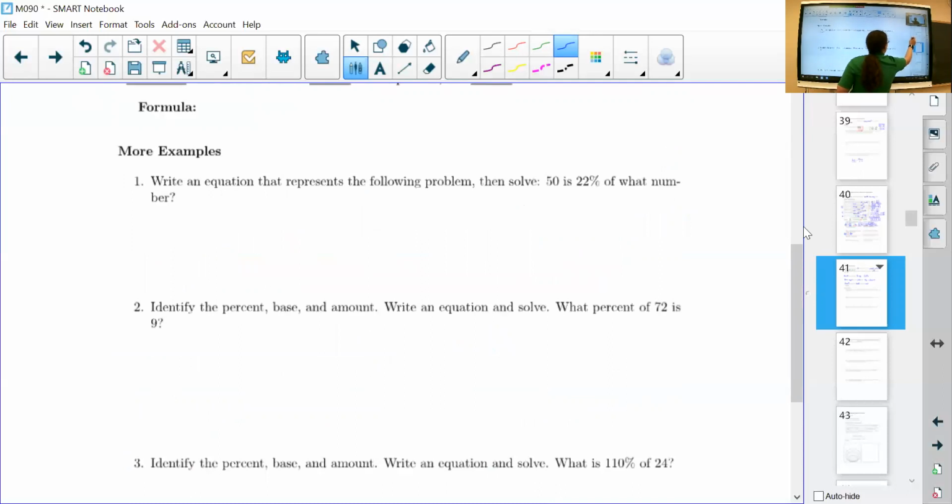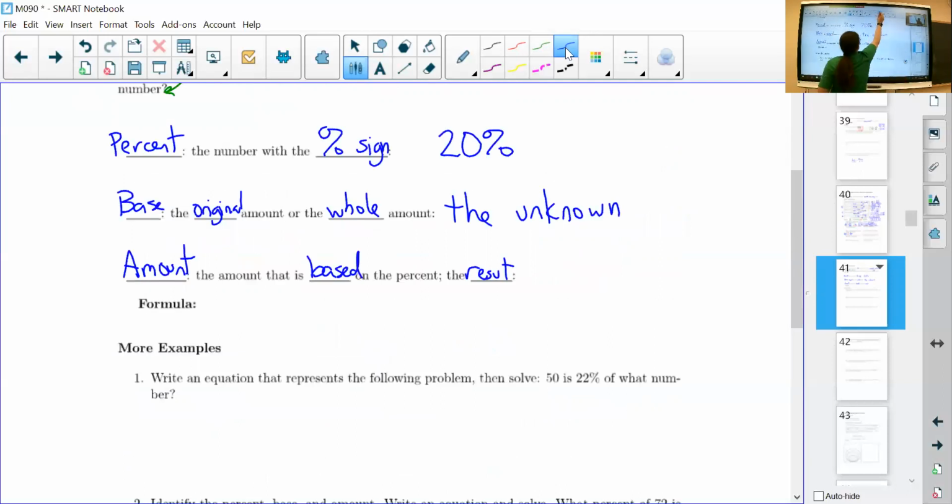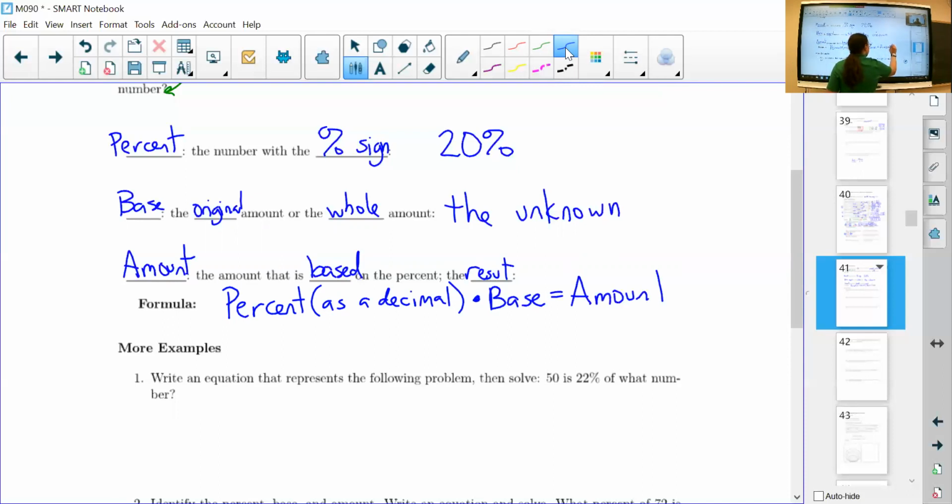So let's look at the formula. What we're going to do is say that the percent as a decimal, so a good thing we learned how to convert, the percent as a decimal times the base equals the amount. So P times B equals A. I sort of remember it as peanut butter or lead, I suppose. Either way, percent times base gives you the amount. The amount is the answer.